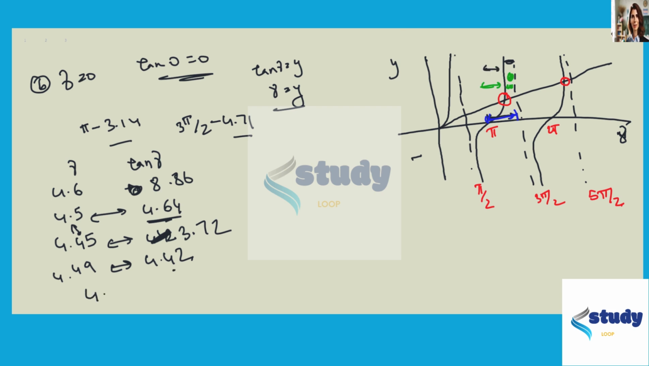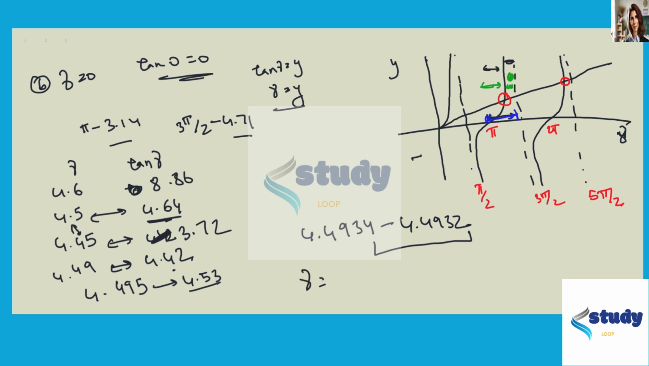So let's go to 4.495. For 4.495, the tan gamma value turns out to be, tan of 4.495 is 4.53. See now, tan gamma is larger, which means we need to go lower than 4.495. So if we go back and forth, we'll see that for 4.4934, tan of 4.4934 is 4.4932. As you can see, this has an uncertainty of the order of 10 power minus 4. Hence, this is a good enough value.